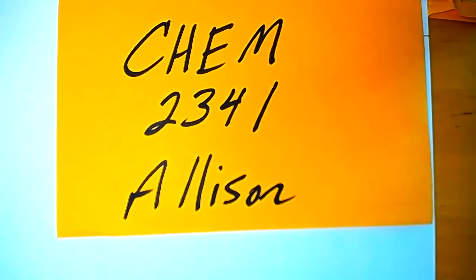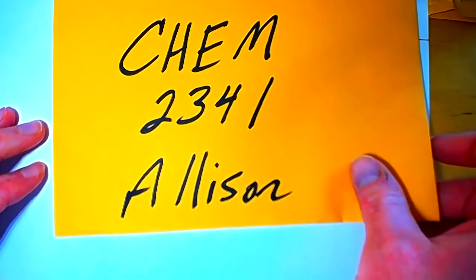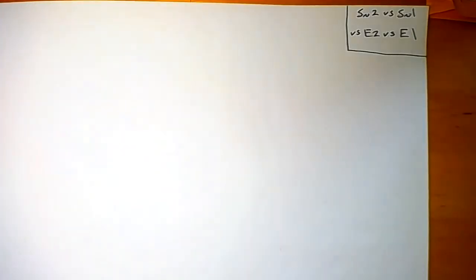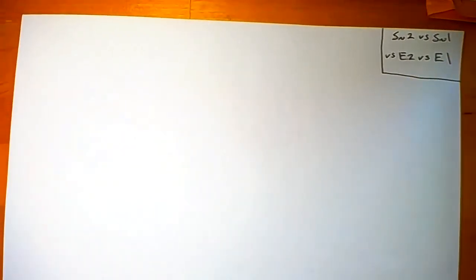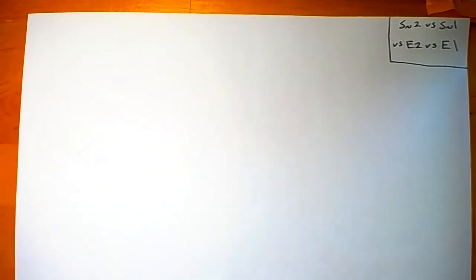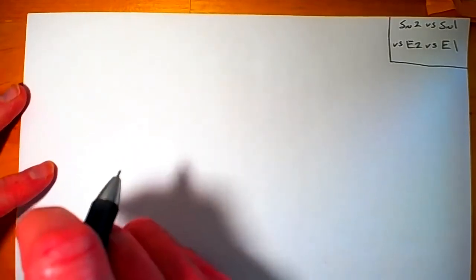I know the book has kind of a grid, and that works too, but I kind of like the flowchart format as well. So we're going to go through this because the number one question I get about all of these reactions, when you're trying to make this determination about, well, is it SN2, is it SN1, is it E2, or is it E1? The question I always get is, well, where should I start?